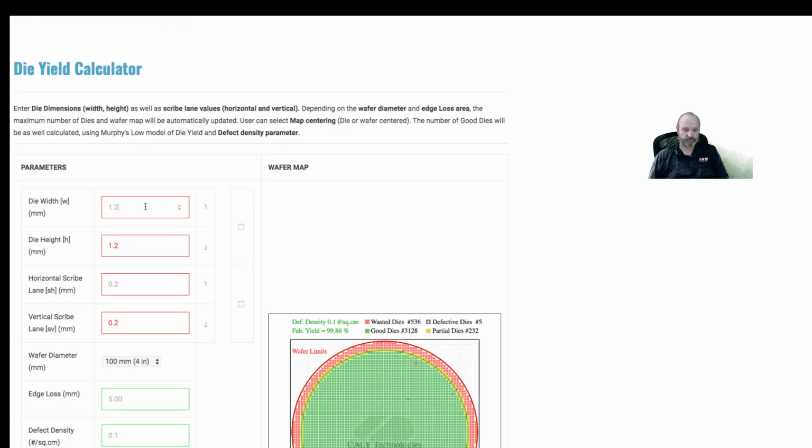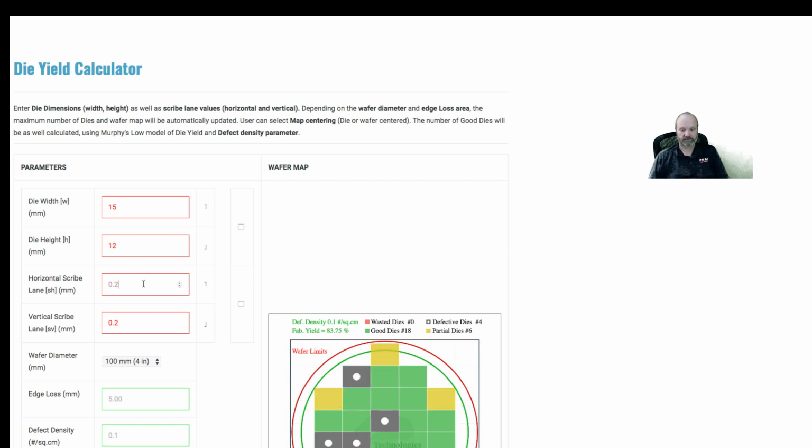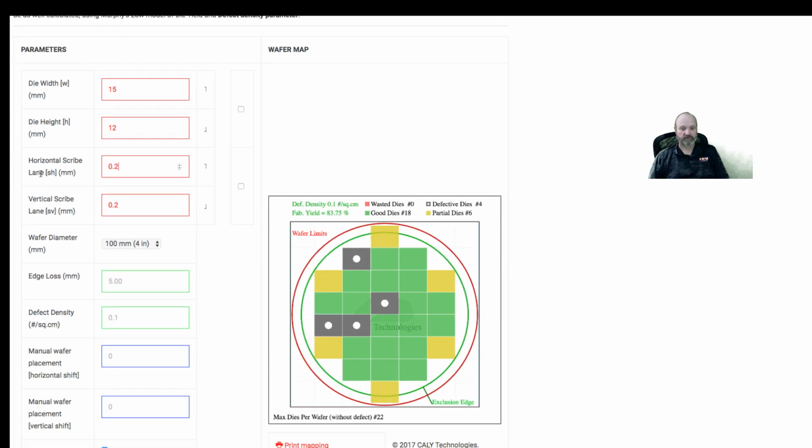So let's assume we've got a chip that is 15 millimeters by 12 millimeters. And then we say our horizontal scribe, that means the distance between adjacent die on the horizontal. Let's make it 0.1 millimeter, which is 100 microns, which is doable. Dicing blades typically can cut smaller than about 40 microns. So, and then you have some alignment issues and stuff and debris issues. So they typically want to make the scribes about 100 microns.